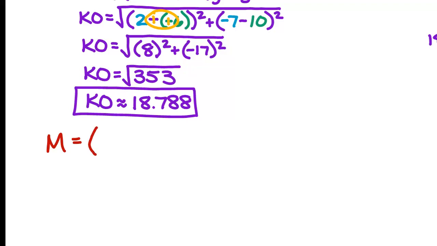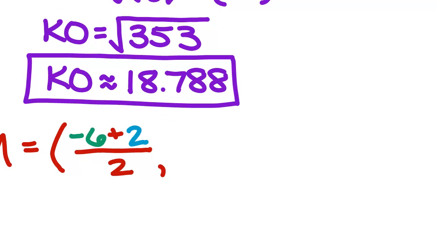X1 plus X2, so my X1 was -6. We're going to add to that my X2. X2 was 2. So -6 plus 2 over 2. So notice with the distance formula, we minus things. With the midpoint formula, we plus them. Distance you minus, midpoint you plus. All right, how do I find the y part of the ordered pair for the midpoint? 10 plus -7 divided by 2.